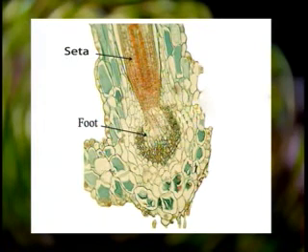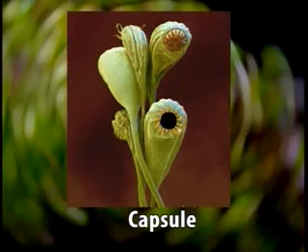The thick-walled cortex gives strength to the slender seta. It enables the seta to bear the weight of the capsule. Conduction and support thus are the two functions of the seta. As far as capsule structure is concerned, the capsule is a highly organized structure.